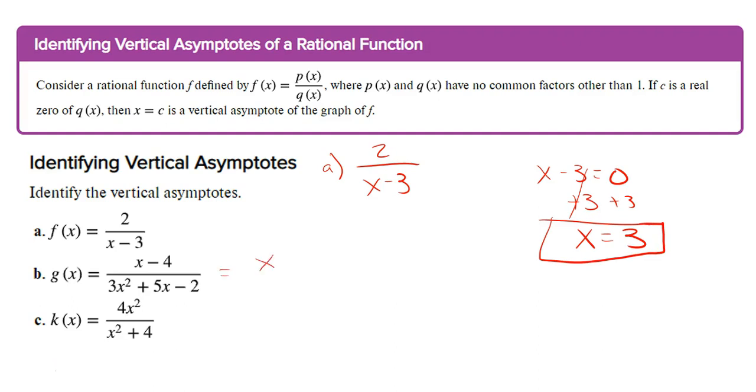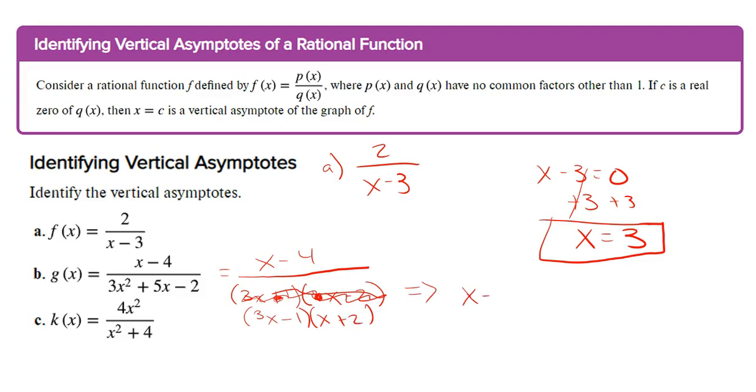Part B, if we factor the bottom, we see that the vertical asymptotes from this function are going to occur when x equals negative 2. That's our first line. And x equals positive 1/3. Finally, for part C, notice that this term will never be equal to 0, no matter what x is. And so this one doesn't have any vertical asymptotes. There are no places here where the function is undefined.